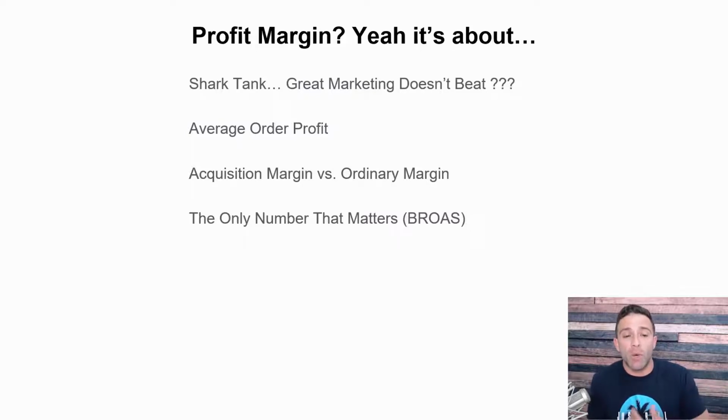Is 4 a good ROAS? Well, I don't know because I don't know your profit margin. So you have to know what your break-even ROAS is. What ROAS is the point where, if you were acquiring customers at that return on ad spend, you're breaking even? In other words, the profit that you're making, that average order profit, offsets the acquisition cost.